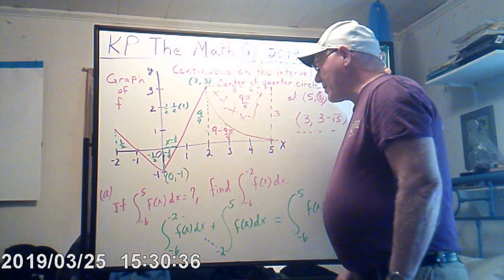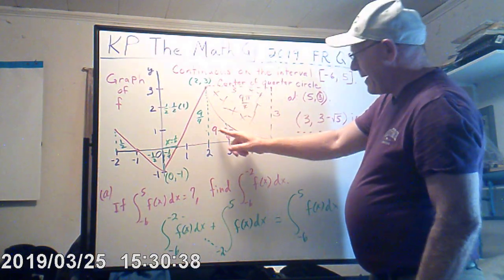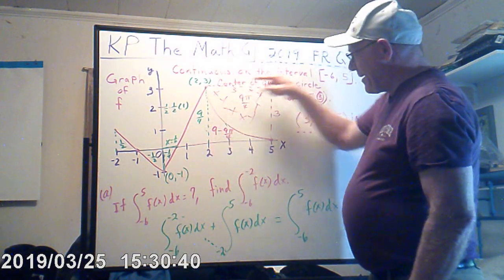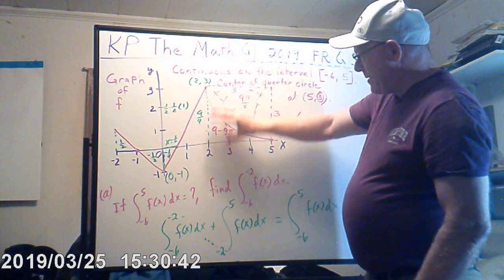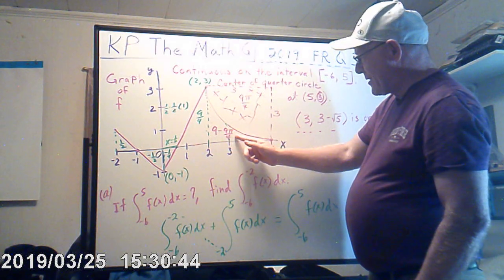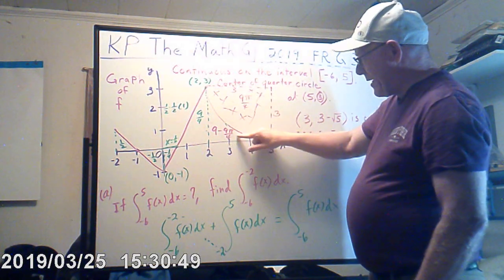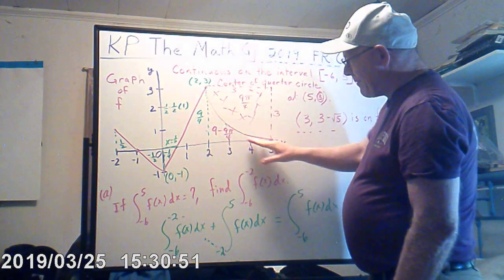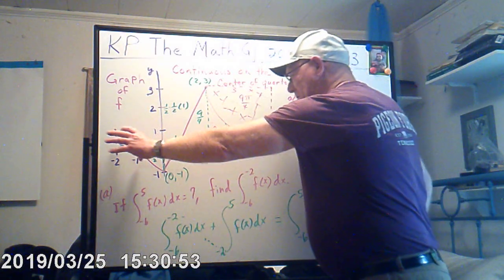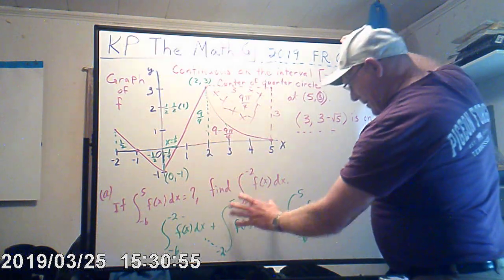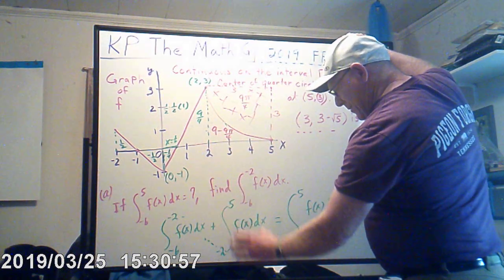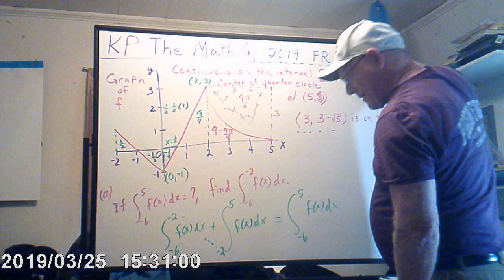Okay, but that's not it. We have to make a square here, didn't we? And then take the area of the square minus this portion here, and that's this little area right here. So all told, you found this right here from -2 to 5 right there.